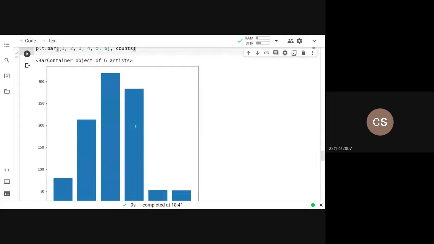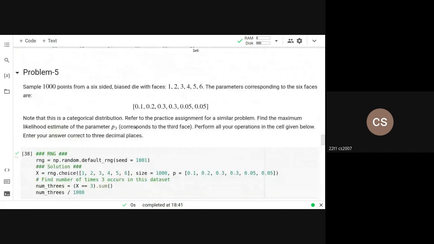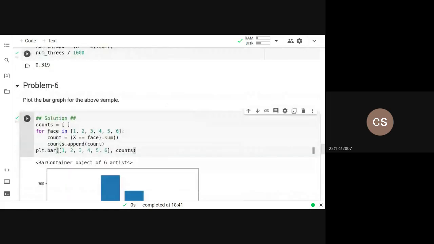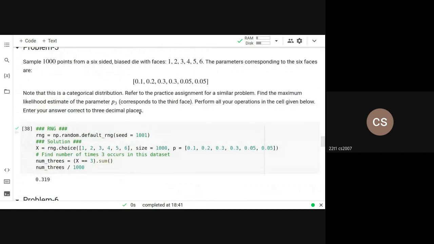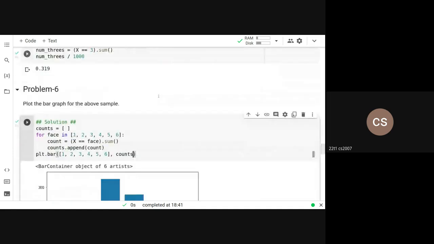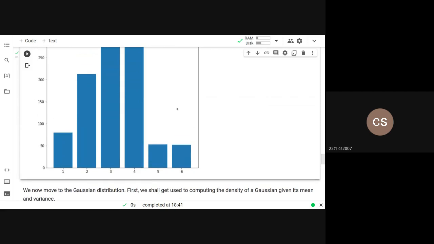Now let's just verify that this is correct. We had 0.1, 0.2, 0.3, so that is expected: less, then more, then more. 4 is also 0.3, but there is some variation, so it's not exactly 0.3. The last two are very low, 0.05, 0.05, and that is also seen here. So these are the two lowest bars, almost equal in height.